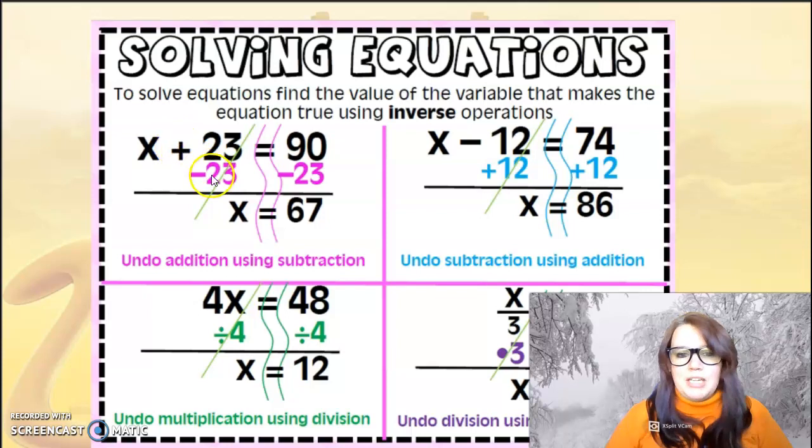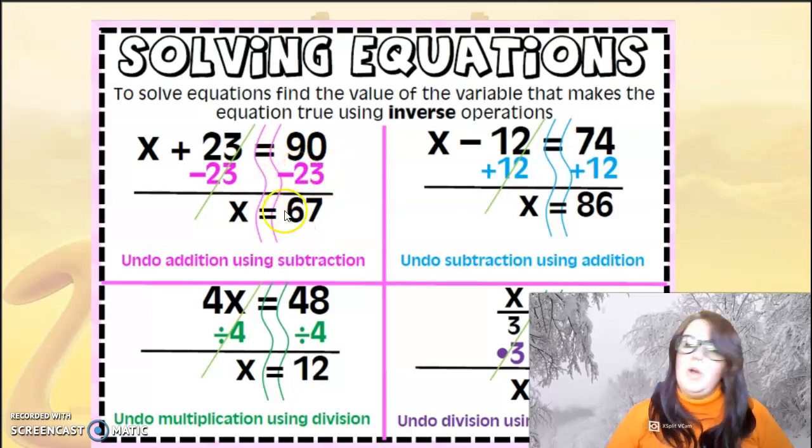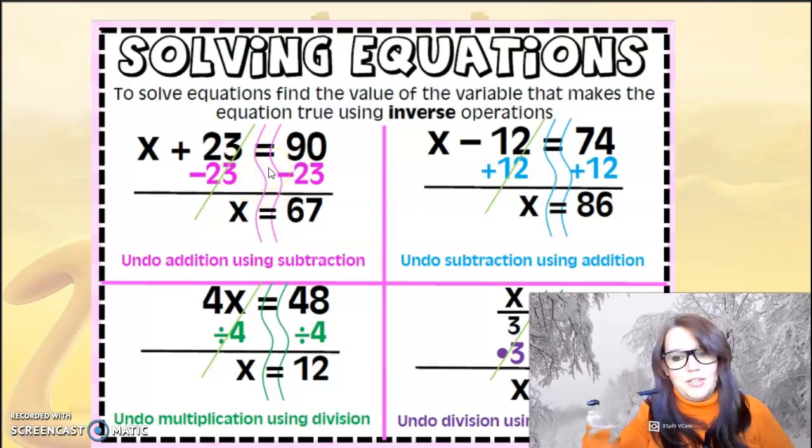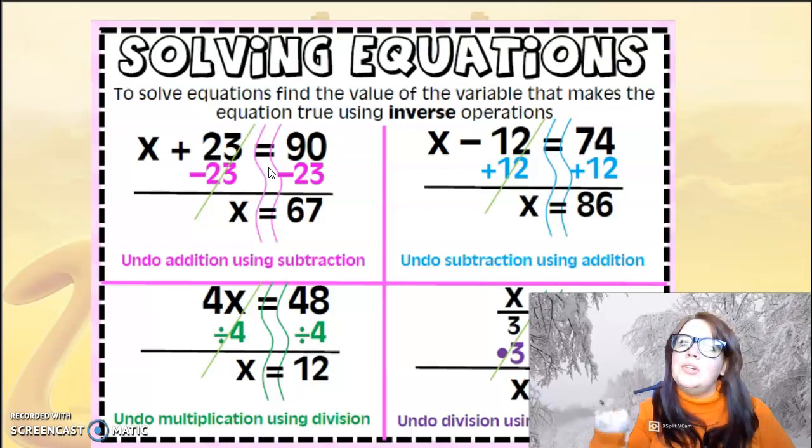So if I'm going to use the inverse operation of subtraction here and be like, all right, so what if I subtract 23 from 90? Will I get that mystery number? And I totally do. So you're just going to use an inverse operation. The two things you want to grab that are super important is one, know your inverse operations, and two, you have to do it to both sides of the equal sign.